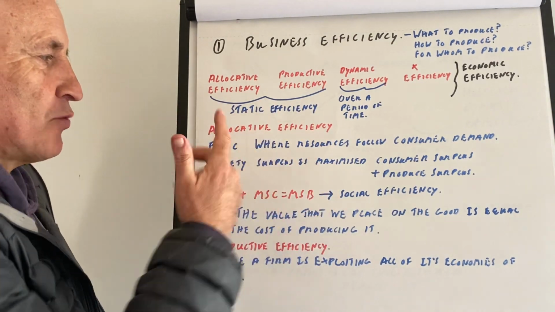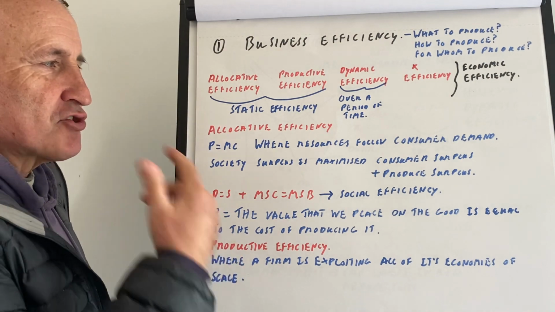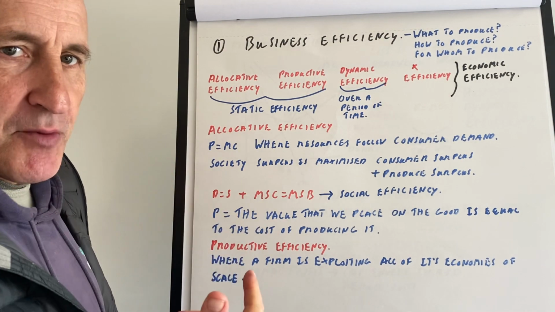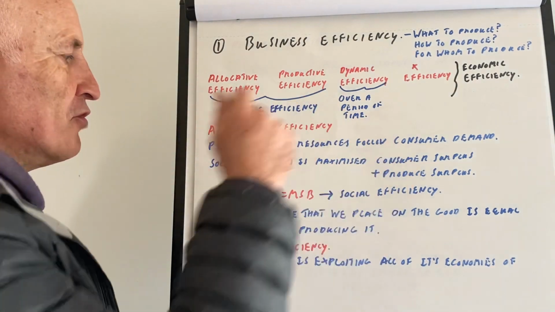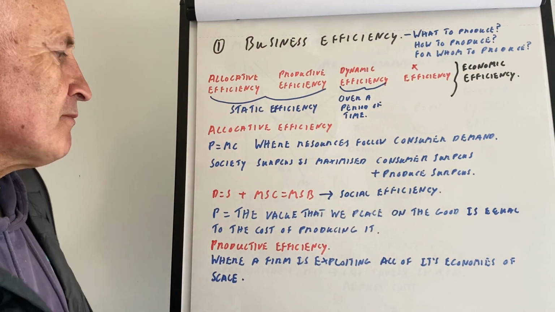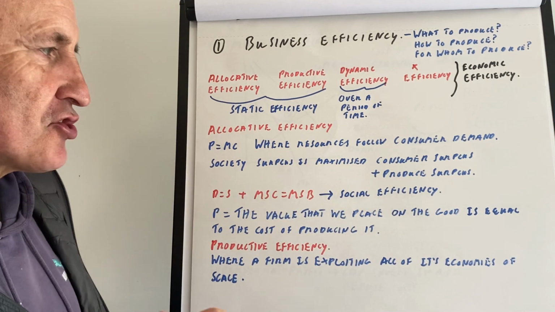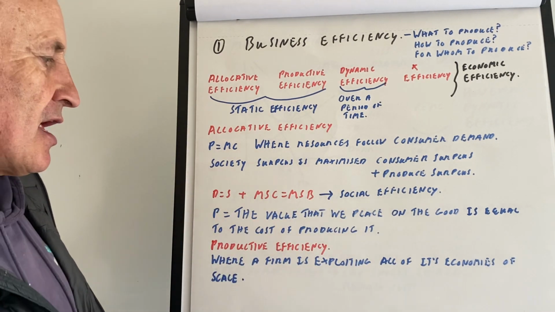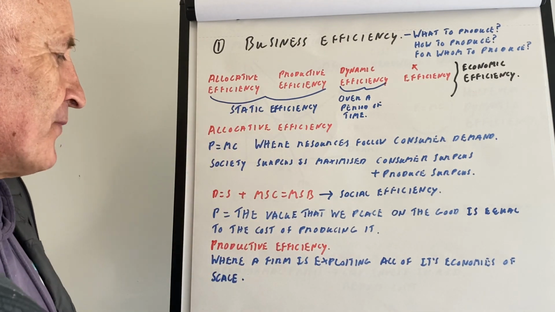Okay, allocative efficiency, where price is equal to marginal cost, but it's also where resources follow consumer demand. So if consumers demand something, then resources will move into that area. The social surplus is maximised when you add your consumer surplus and your producer surplus at that point. And it's maximised where P equals MC.